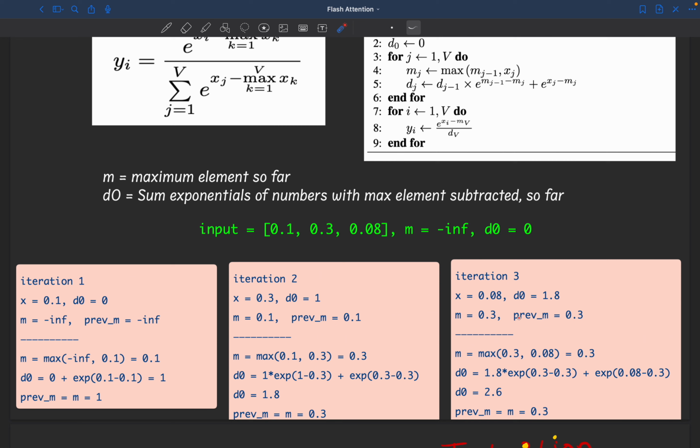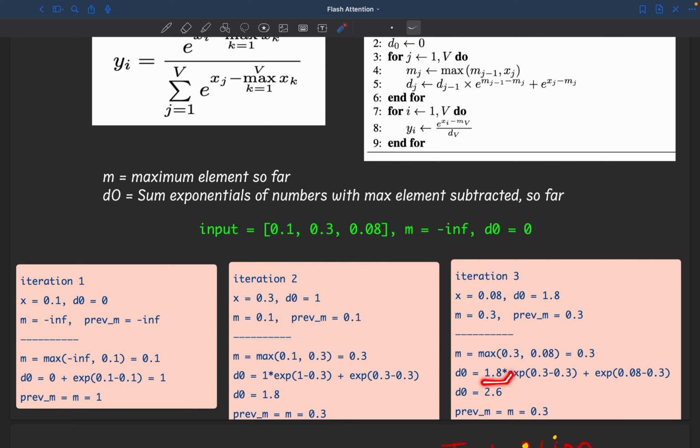In iteration 3, the same thing happens. Now x is equal to 0.008, d0 is 1.8 because that's what we had calculated so far. Previous m, that means so far what is the maximum we found out? 0.3, right? Now if you compare 0.3 versus 0.008, which is greater? Of course 0.3. We were keeping the same thing as it is.